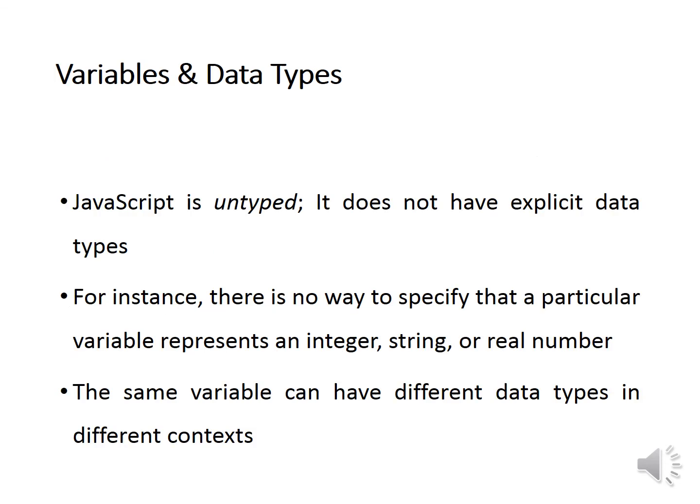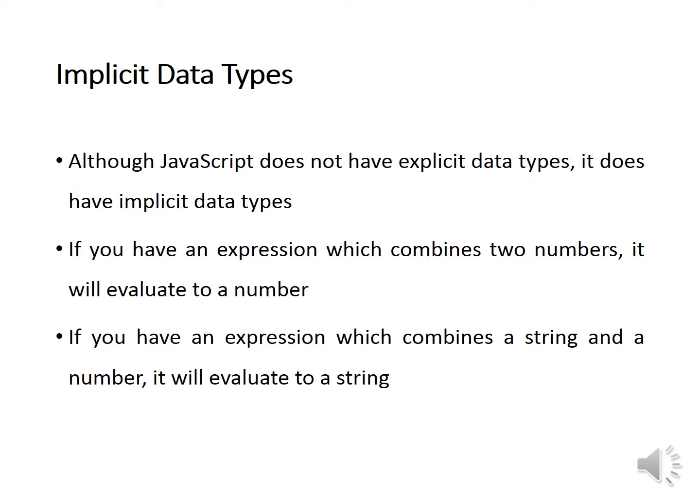Next, JavaScript is untyped, meaning it does not have an explicit data type. For instance, there is no way to specify that a particular variable represents an integer, string, or real number. JavaScript supports untyped variables. The same variable can have different types in different contexts. You can define the same variable as an integer in one place, and in another place as a string.